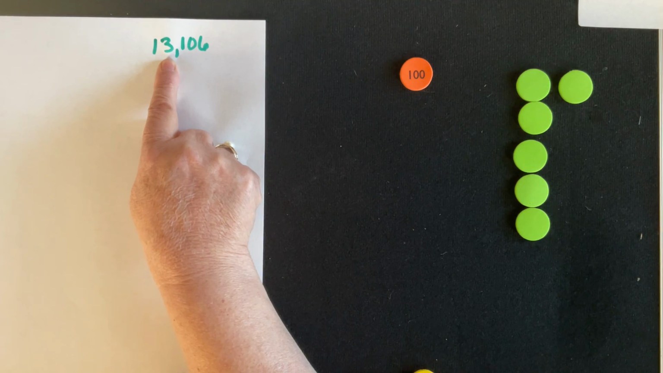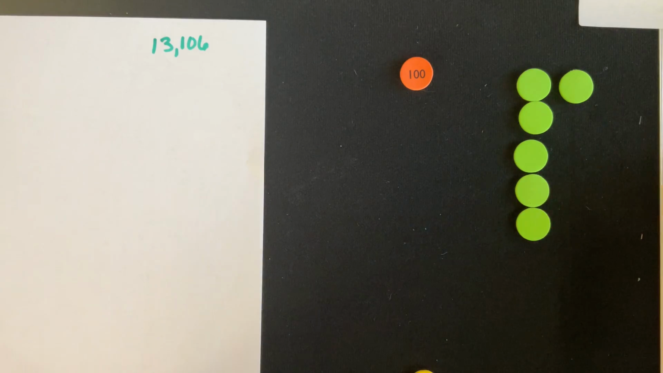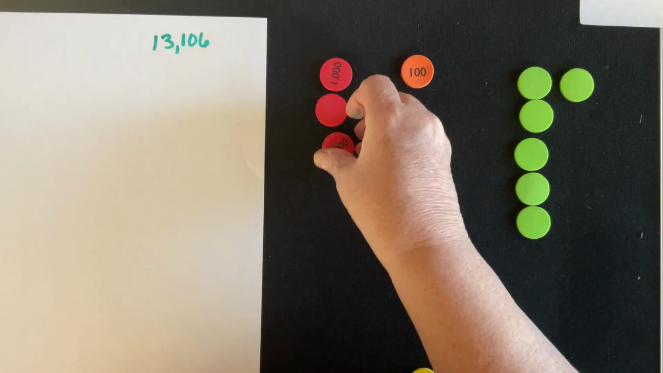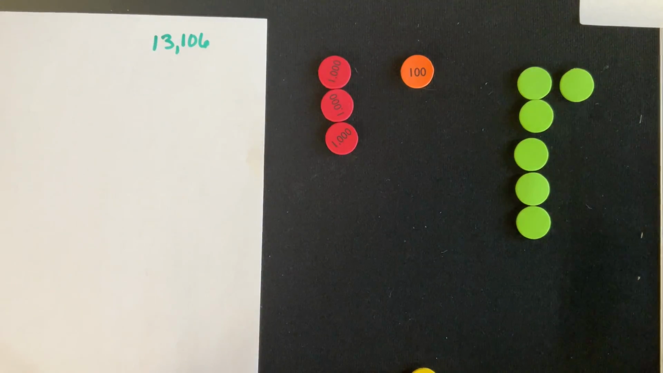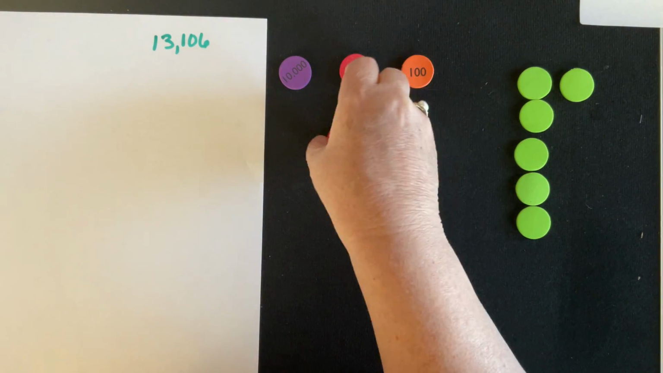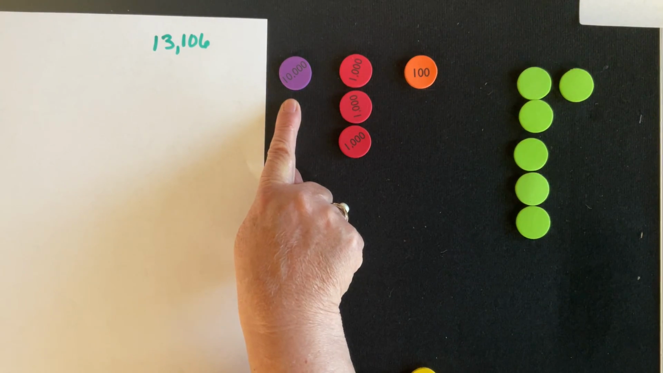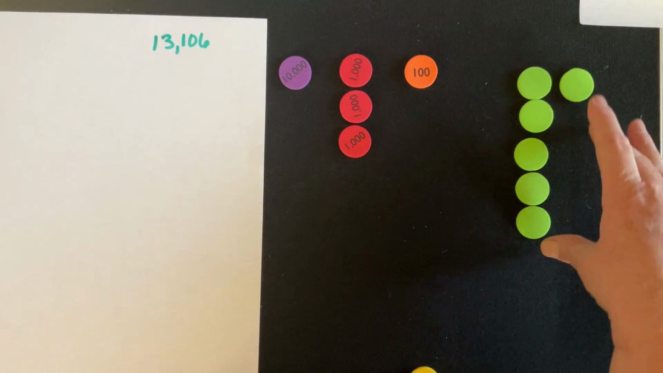Then I have 3 thousands, so I need 3 thousands, which are red. Okay, 3 thousands. And then I have one 10,000, which is the purple. So when we look at this, this is how the students in your room should have represented this number. So this says 1 10,000, 3,000, 100, no 10s, and 6 1s.